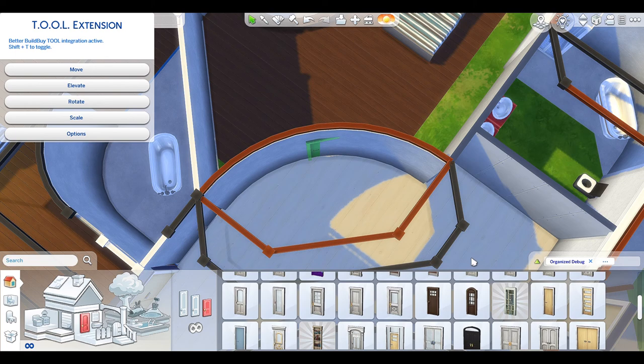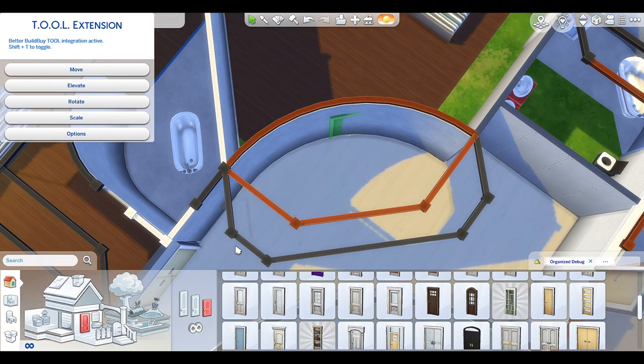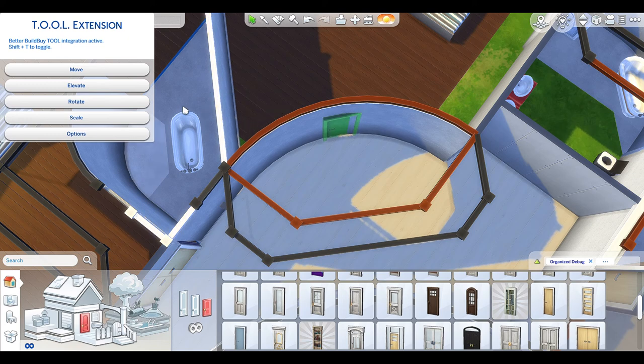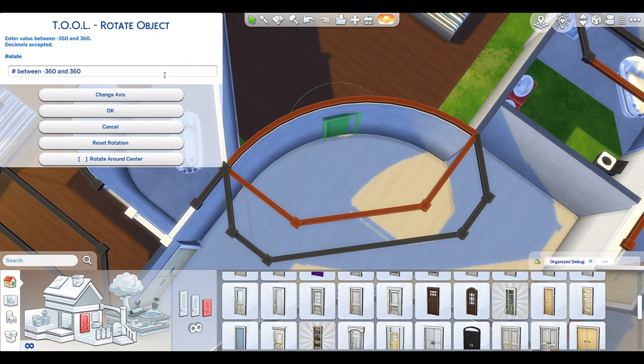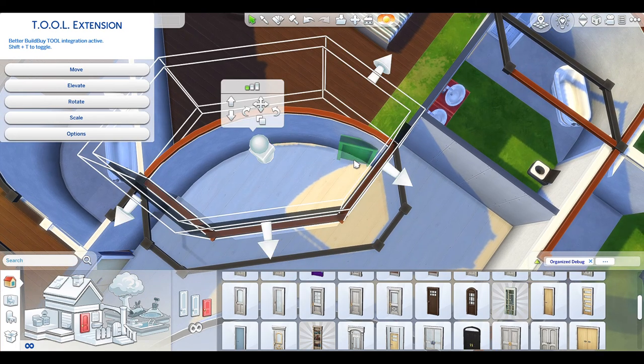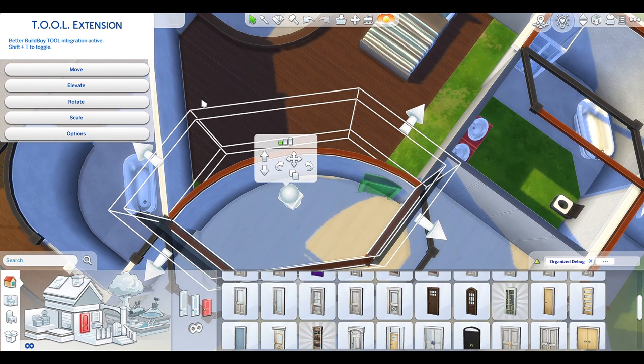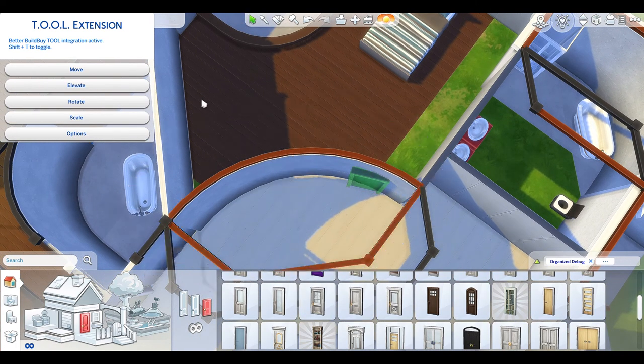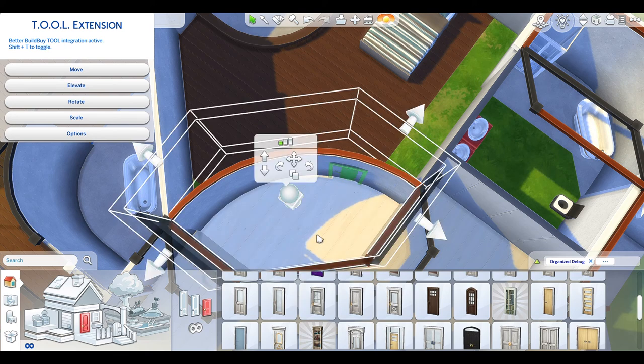I mean... Is it not 45? Is it not supposed to be 45? What if I do minus 25? Let's move it over here. I don't know where I want the entrance to this to be. There. Okay.